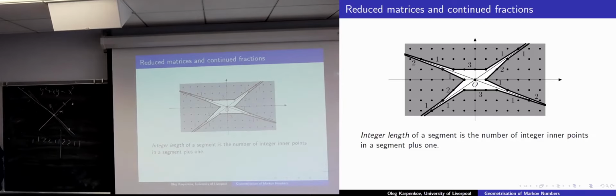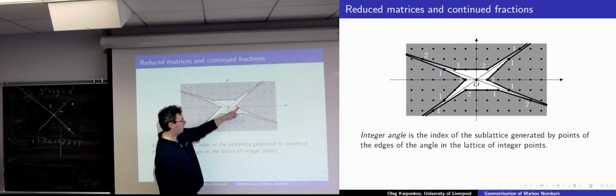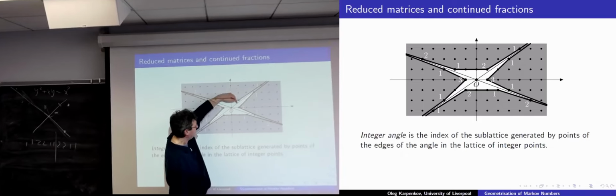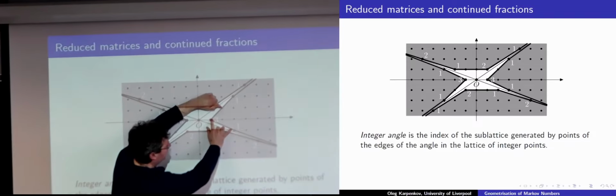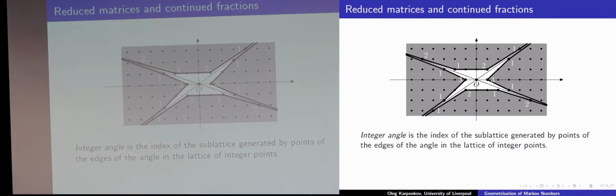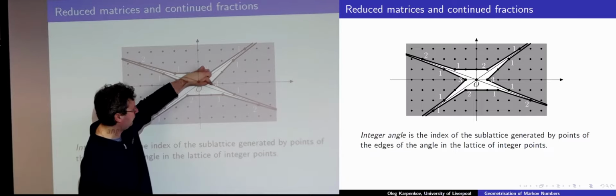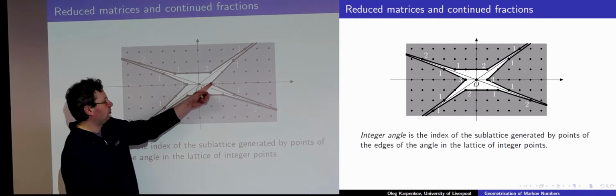Great, but it's not all, because I would also like to put here the values of the angles. The simplest way to see them is to forget about lattice geometry and just take the determinant of the primitive integer vector here and the primitive integer vector here. By definition, the determinant of these two vectors will give you the integer sine. So the integer angle, or integer sine, is the index of the sublattice generated by these two vectors in the lattice of all integers, if you want an invariant definition. Otherwise, I'm happy to use the determinant definition.